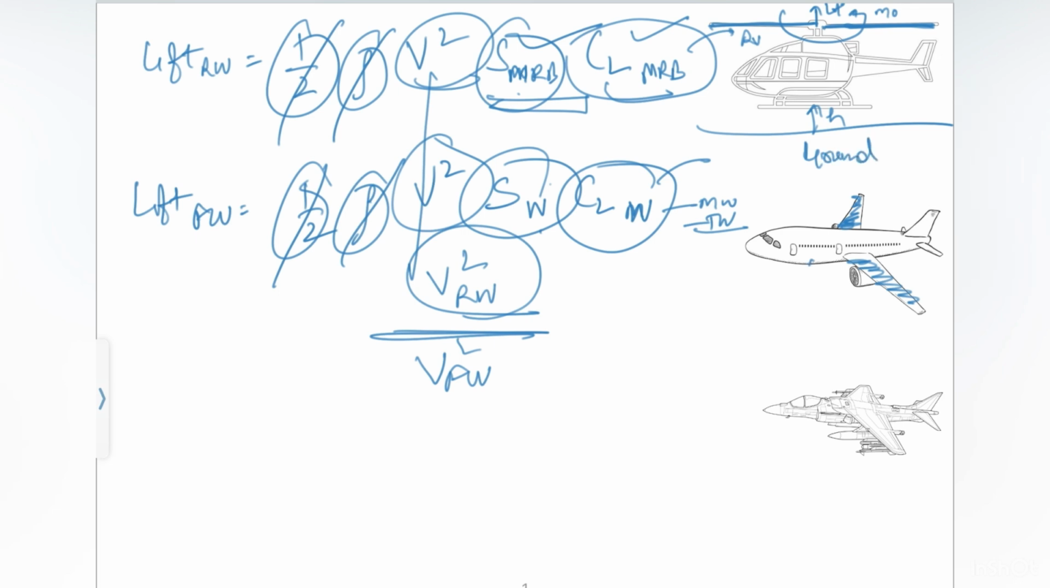But in the case of a fixed wing, if the aircraft is static, if the fixed wing aircraft is not moving, there is no relative airflow between the aerodynamic surface, that is the wing, and the air. So if the velocity is 0, if the aircraft is static, there is no lift generated. So to produce lift, we always need a forward motion. That's why a fixed wing aircraft needs a runway.